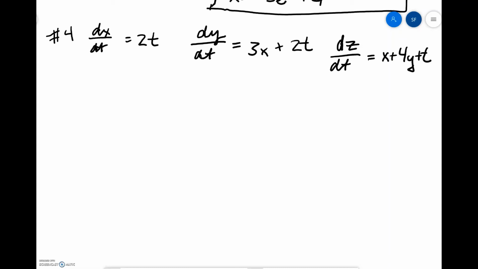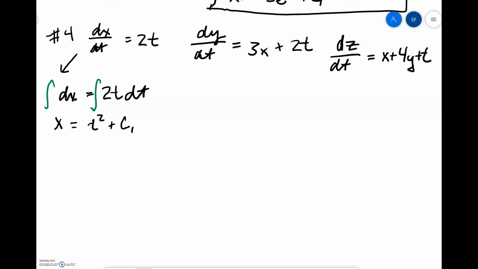Okay, so we should start with the simplest one. Because this one has only t's in it, we should start there. So again, this is separable. If I go ahead and separate this out, we'd have dx equals 2t dt. We can integrate both sides, and so now I've got x equals t squared plus what will be my first integration constant.